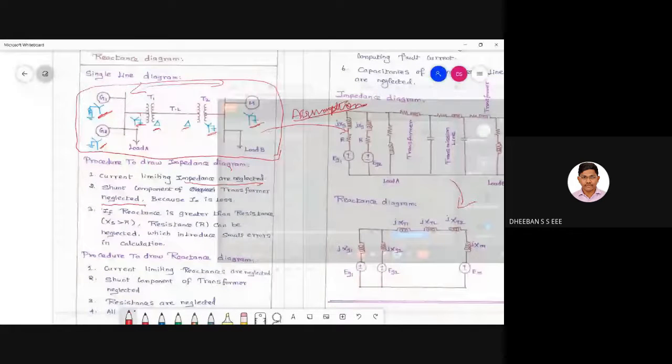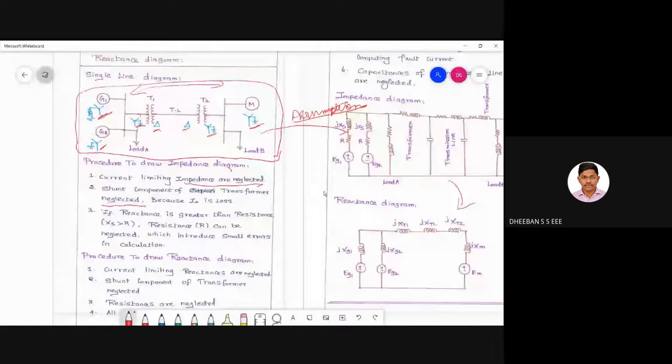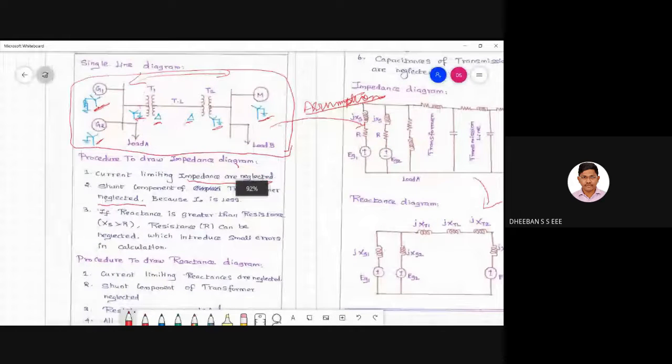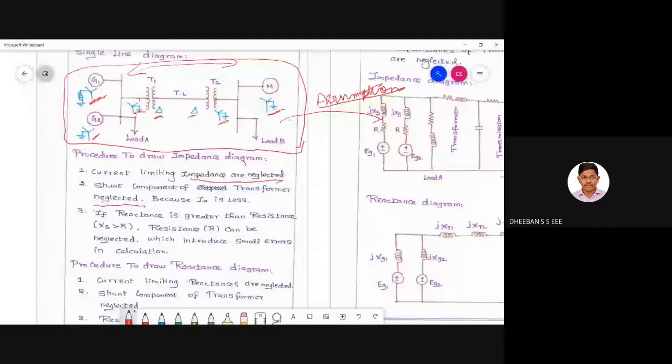Okay, so you will be neglecting the shunt component of the transformer because I0 is less. If the source reactance is greater than R, then R can be neglected.